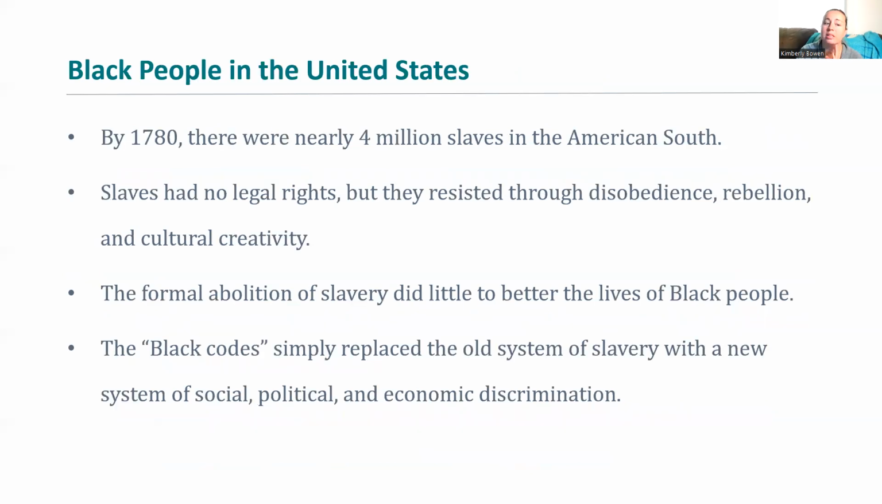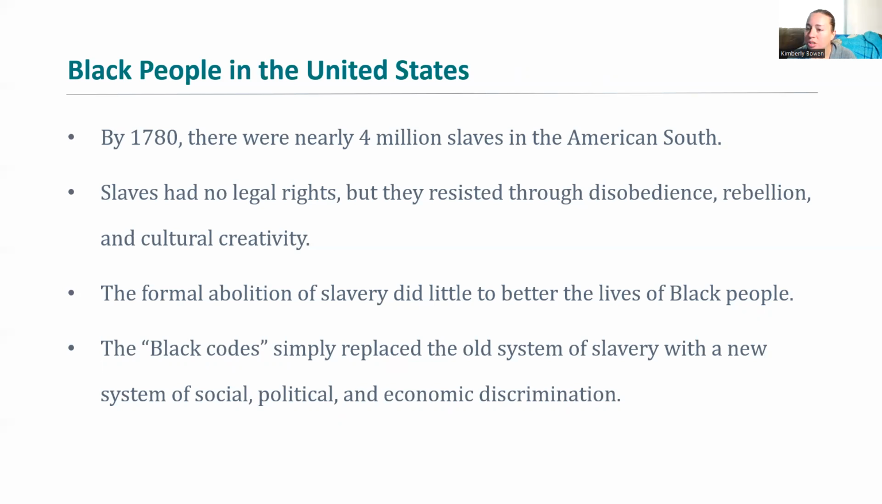Black people in the United States: by 1780, there were nearly 4 million Black slaves in the American South. Slaves had no legal rights, but resisted through disobedience, rebellion, and cultural creativity. And they did this for the entire time slavery happened.